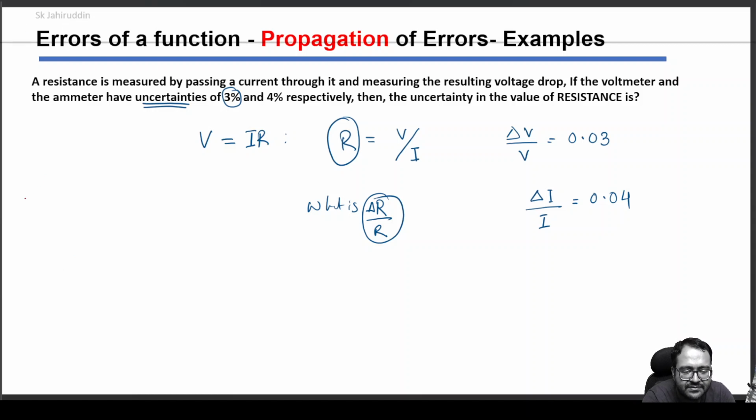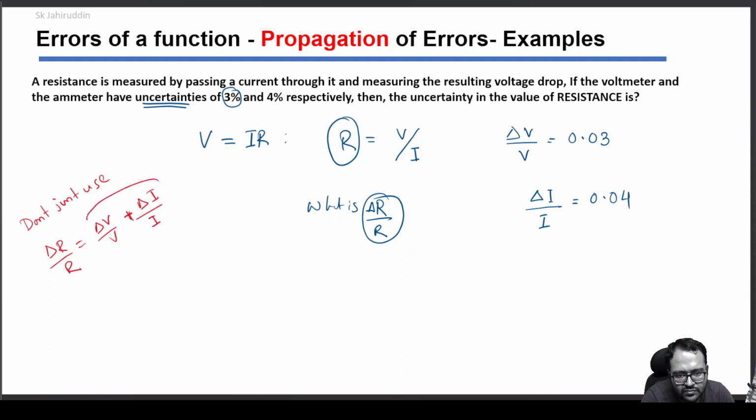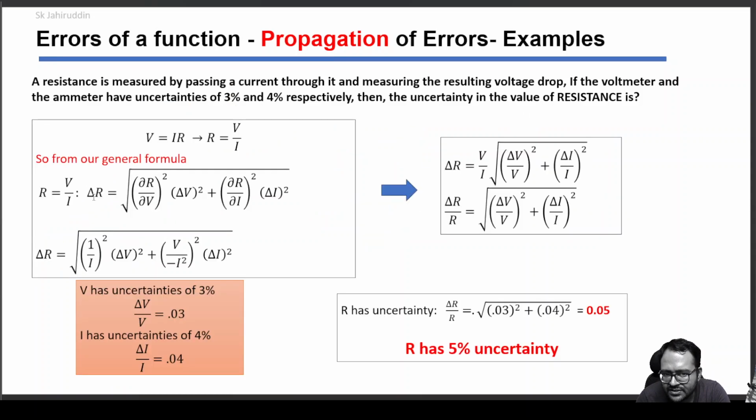This is the usual class 12 notation, but this gives the highest possible error. But as physicists, we actually don't do this. For the uncertainty in the value of resistance, we use that general formula.